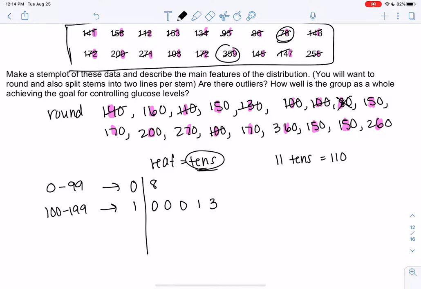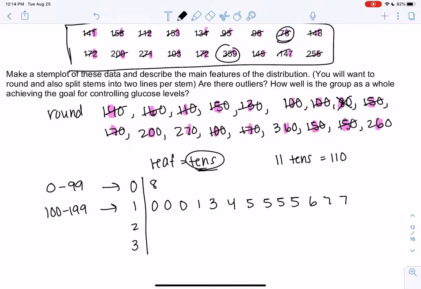And then we have 140, 160, 150. So 4, 5, 6. Oops, we have more 50s. So 50 shows up 4 times, and then we had 160. We had 170 twice. And that's it. And then we get the 2s and the 3s.